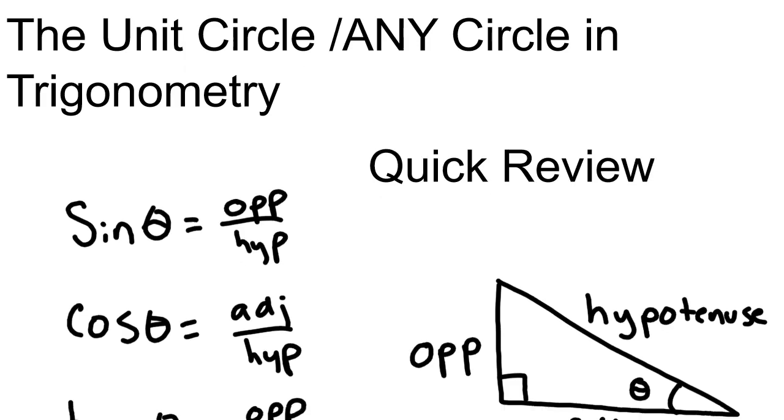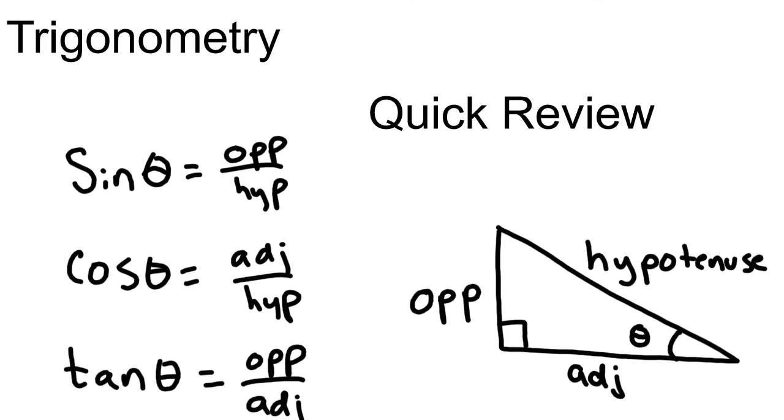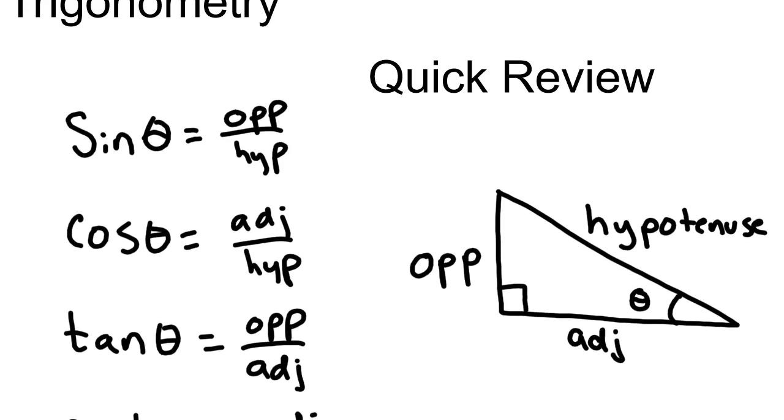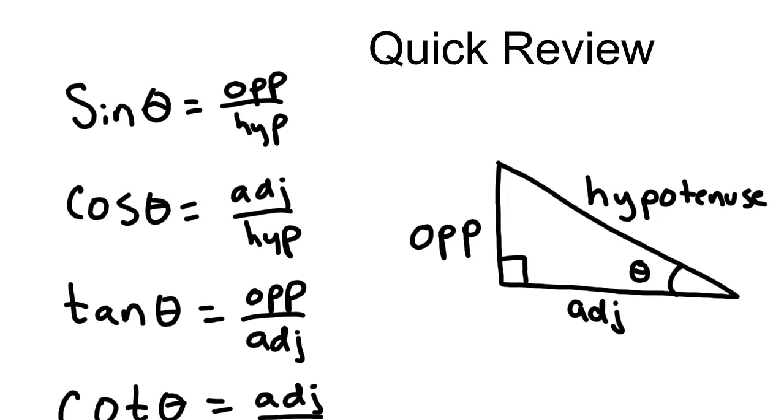This video has been tough for me to make. I probably went through 100 different varieties of it to try and find something that works, and hopefully this one will. So the first thing you need to know is you need to have a quick review. Hopefully if you're at the unit circle, you've already gone through all the trig identities and know what's going on. But here we have a right triangle.